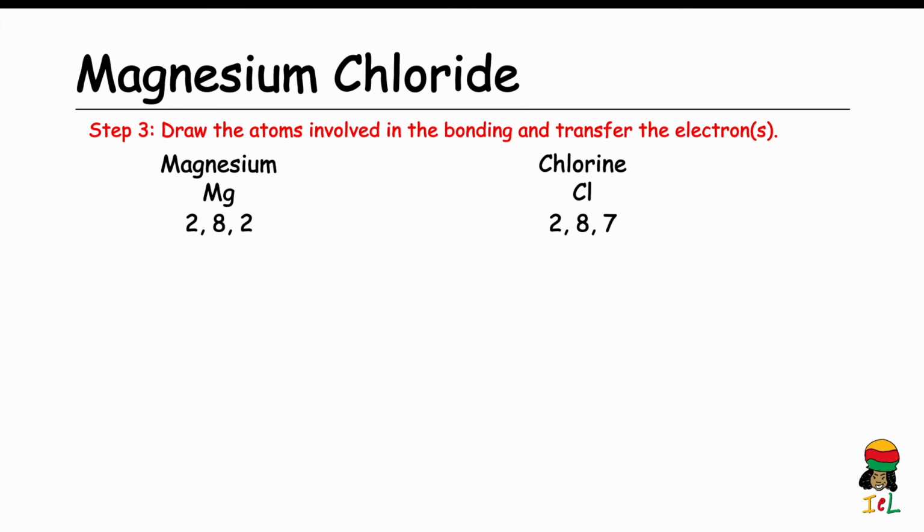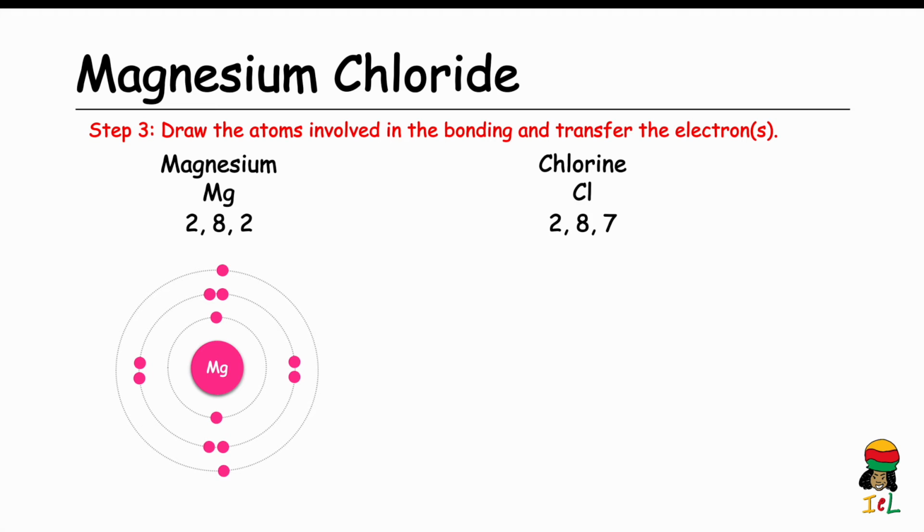Step 3, draw the atoms involved in the bond and show the electron transfer during the ionic bond formation. We start by drawing the metal atom, which is magnesium. We have the central nucleus surrounded by 3 shells. We're going to use dots to represent the electrons on the magnesium atom. So we'll have 2 electrons on the first shell, 8 on the second shell, and 2 on the last shell.